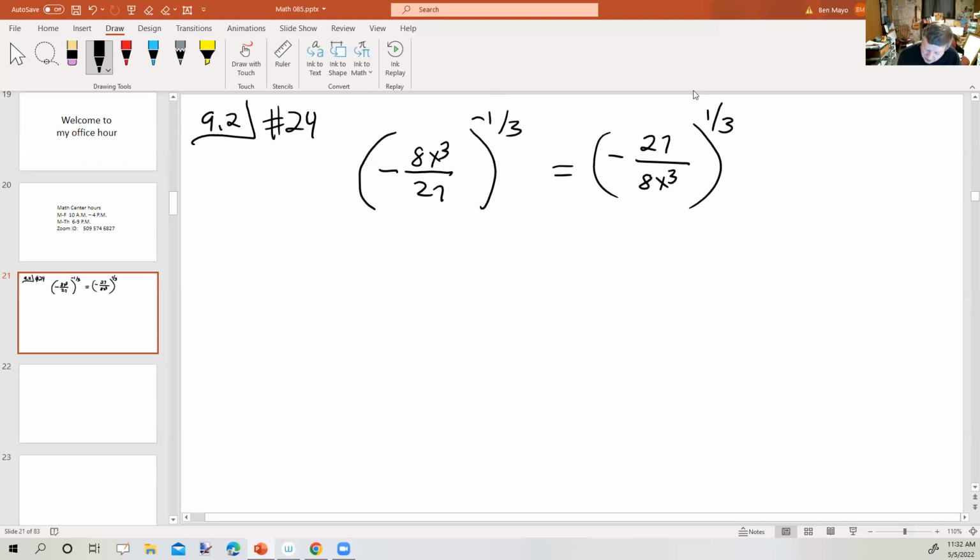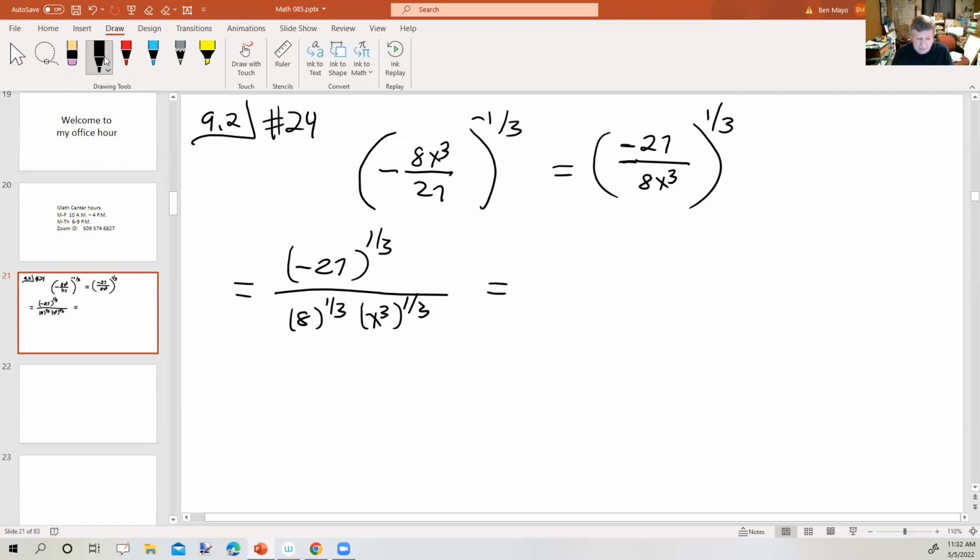Next, I'm going to attach that outside power to each of the numbers inside. I'm going to take that negative sign and just put it with the 27. I could treat it separately as a -1, but I'm going to treat it as a -27. So now I've got -27 to the 1/3 power over 8 to the 1/3 power times x cubed to the 1/3 power.